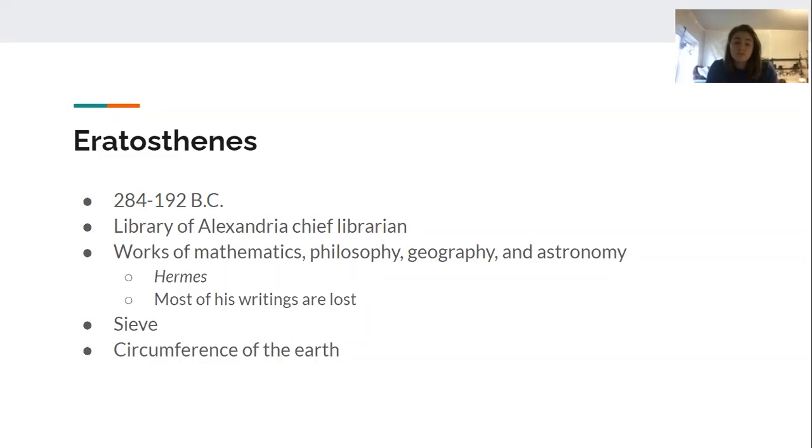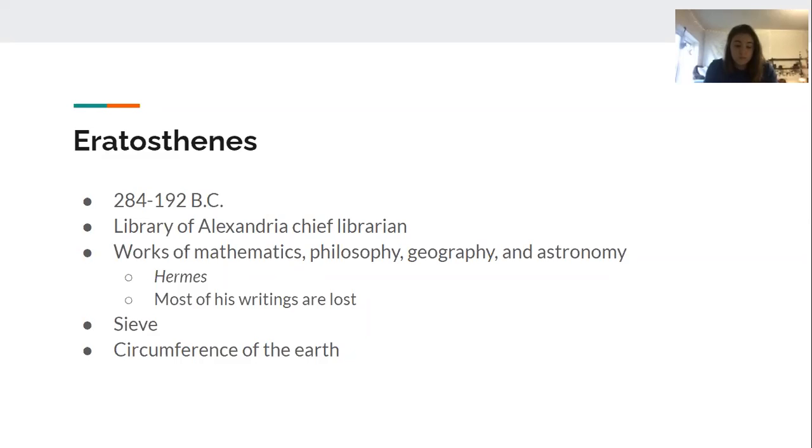Archimedes actually dedicated at least one work to him and considered him to be a man of great talent, which is saying something because Archimedes was very focused on just math. So he came up with two things that are fairly interesting, which was the sieve method of finding prime numbers and finding the circumference of the Earth. He actually came up with a very close estimate to what we accept as the circumference of the Earth.